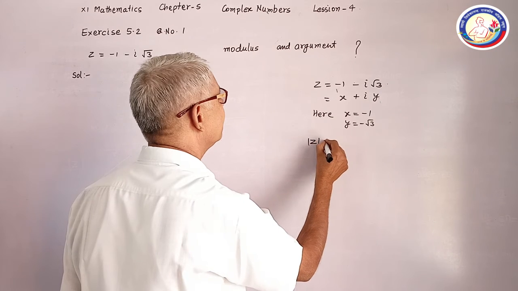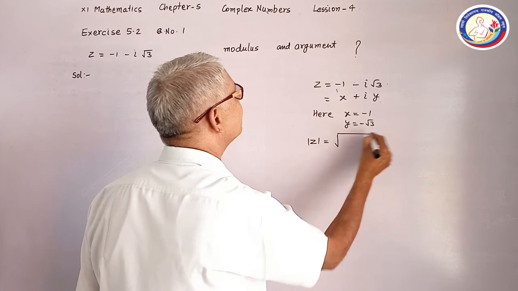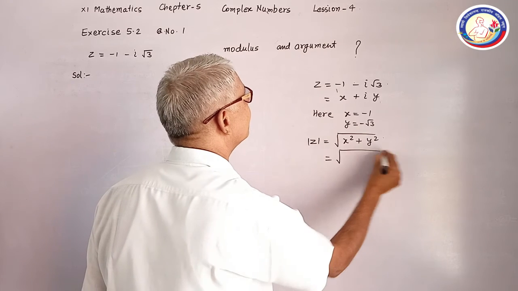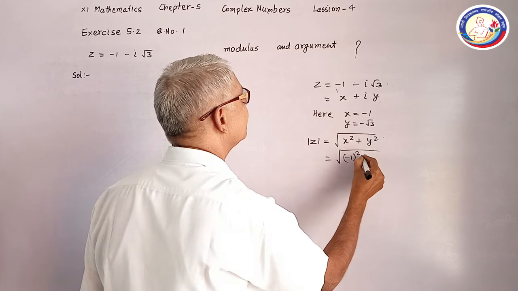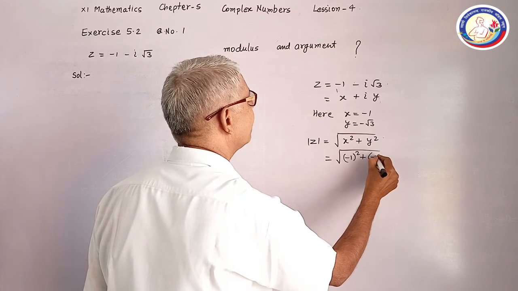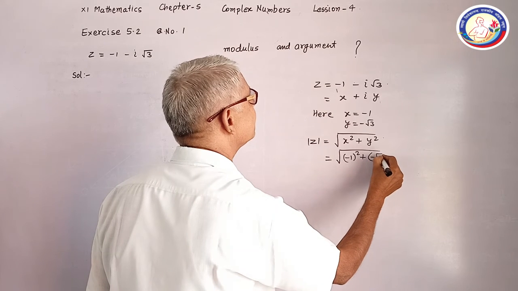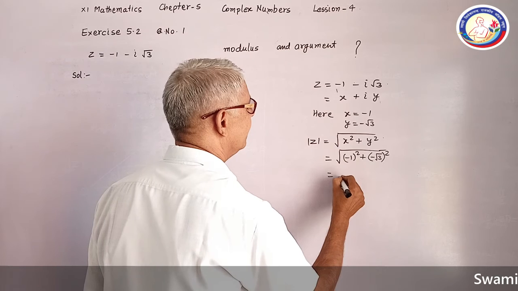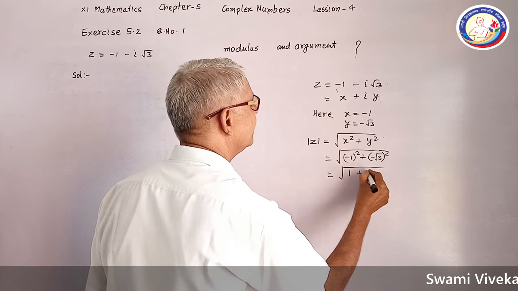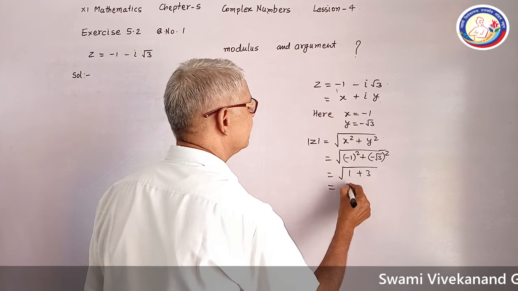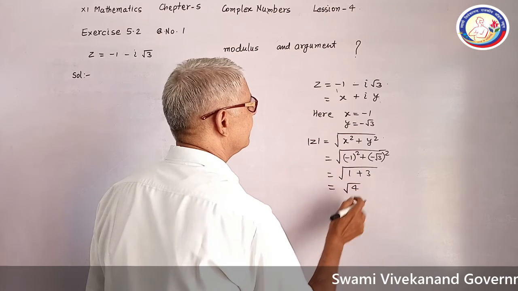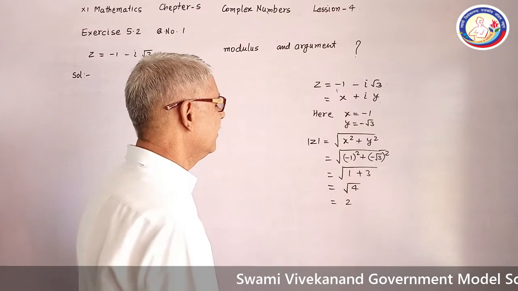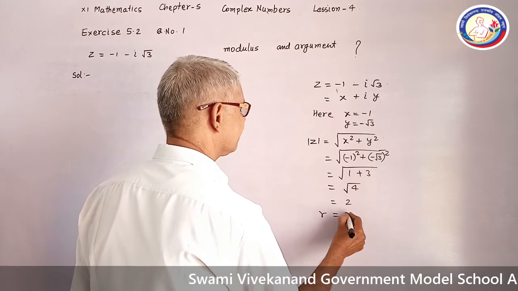Modulus of z is equal to the square root of x square plus y square. That will be (-1) square plus the square of (-square root of 3). This will be 1 and this will be 3. So the square root of 4, that is 2. So the modulus of z is 2. It means r is equal to 2.